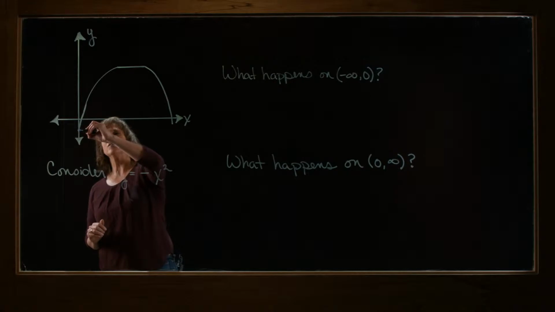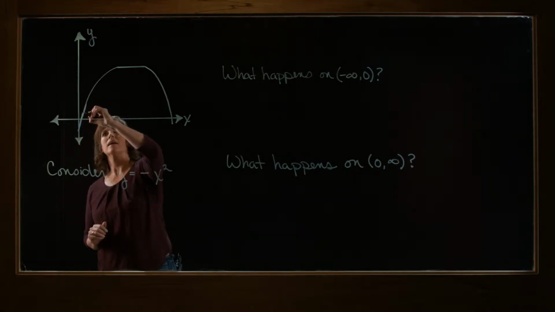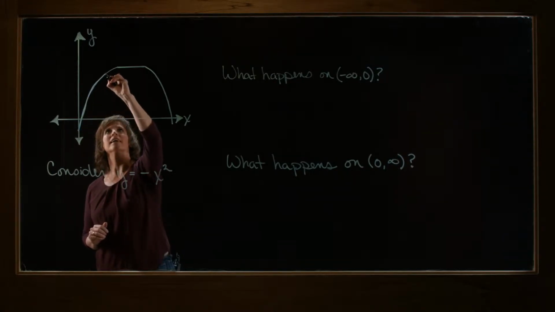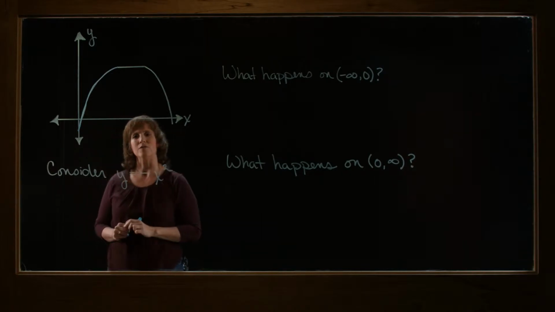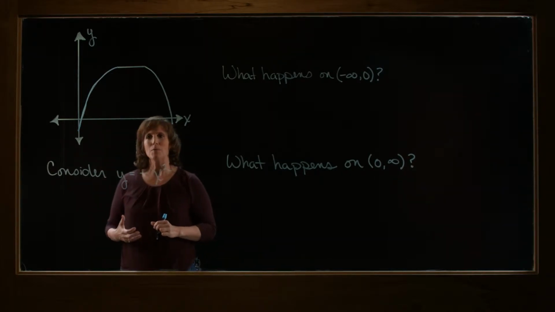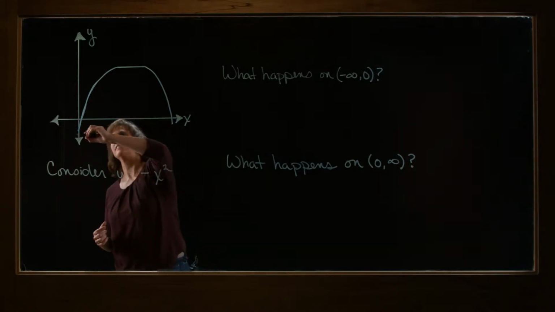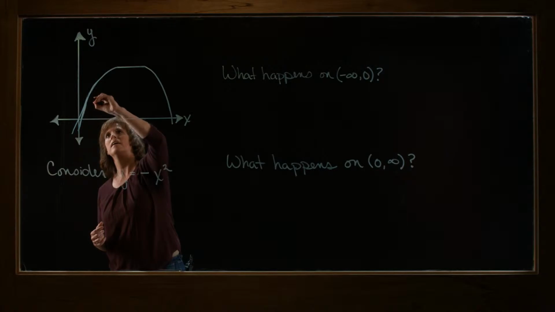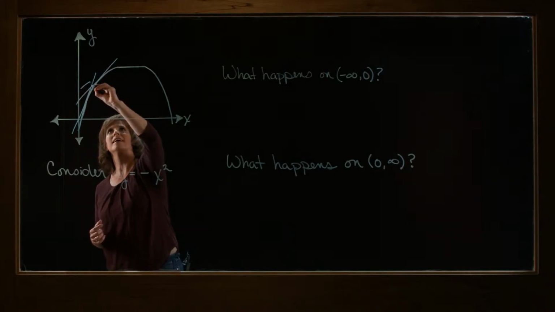We could see in this graph that my curve is increasing, it's rising on that interval. Well, what's happening in that interval? Well, we know that the slope of a tangent line is a derivative, so let's go ahead and look at tangent lines. I'm just drawing in a few, just so you get the idea.